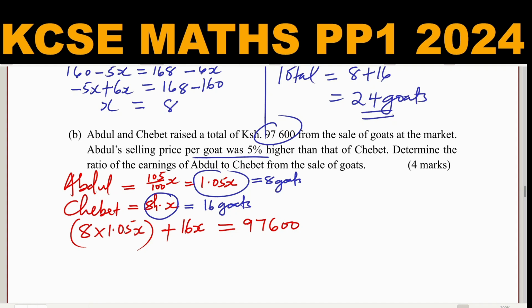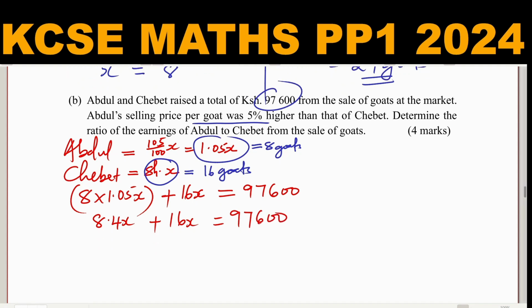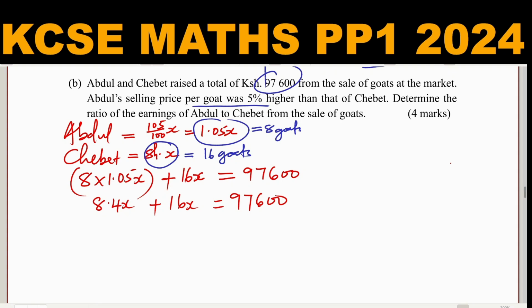So we work out these. 8 times 1.05, this one will give 8.4x, then plus 16x is equal to 97,600. We can add this. This will give 8.4x plus 16x. This will give 24.4x is equal to 97,600. So we get X.